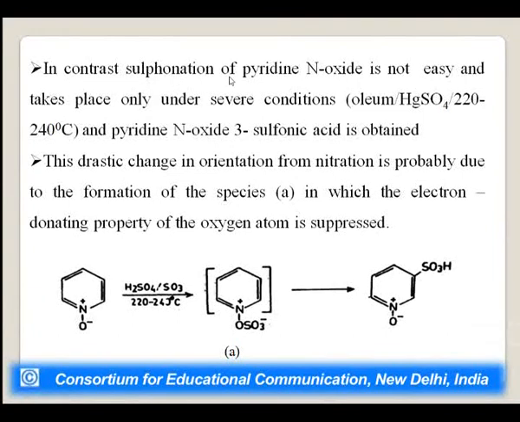In contrast, sulfonation of pyridine N-oxide is not easy and takes place only under severe conditions, in the presence of oleum or HgSO4, mercuric sulfate, and a temperature of 220 to 240 degrees Celsius. Pyridine N-oxide 3-sulfonic acid is obtained with these reagents. This drastic change in orientation from nitration is probably due to the formation of species A. You can see this kind of intermediate is formed, in which the electron-donating property of oxygen is suppressed. Why is it suppressed? You can see here, because it is attached to this SO3 negative anion.